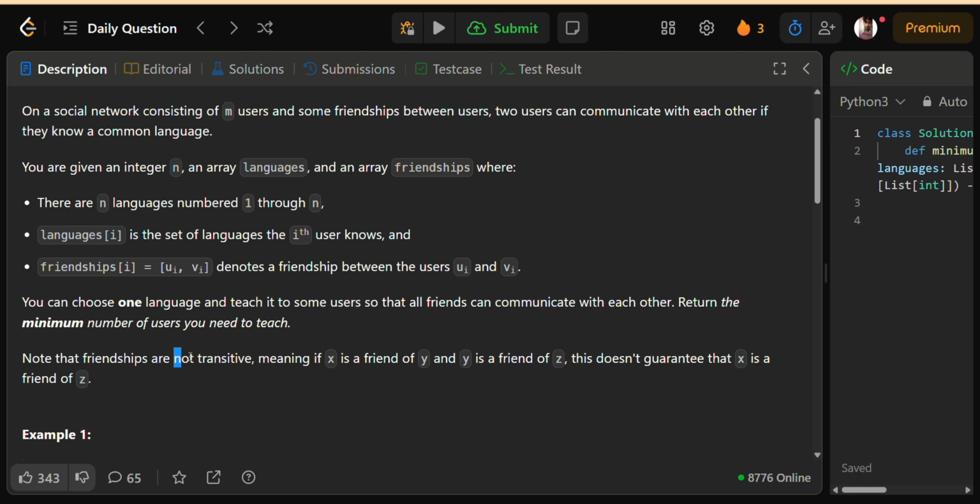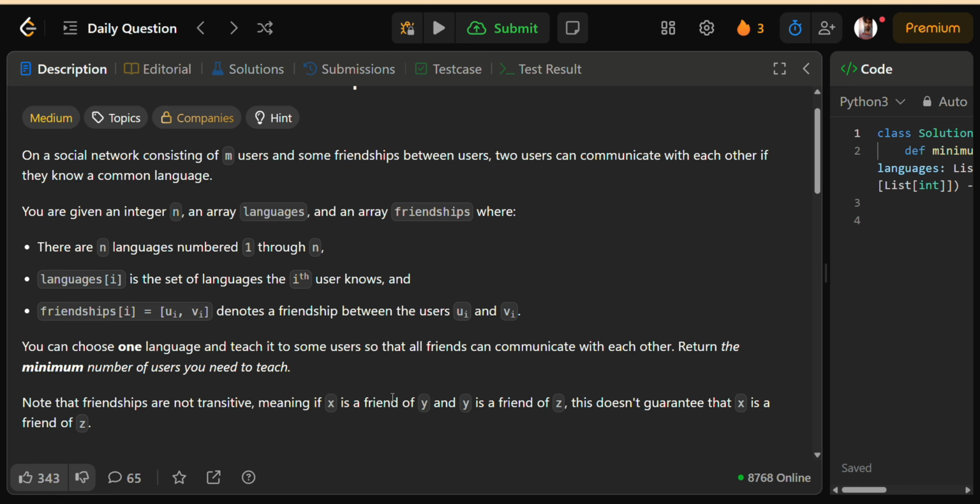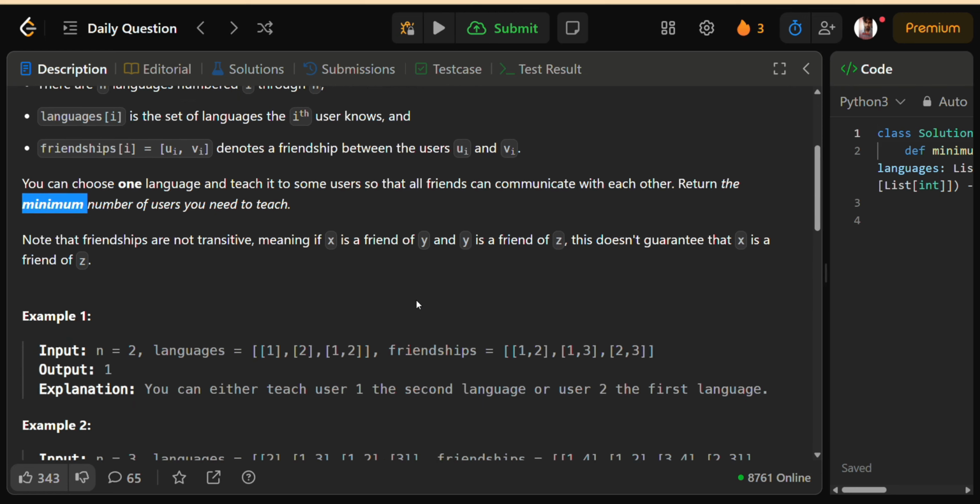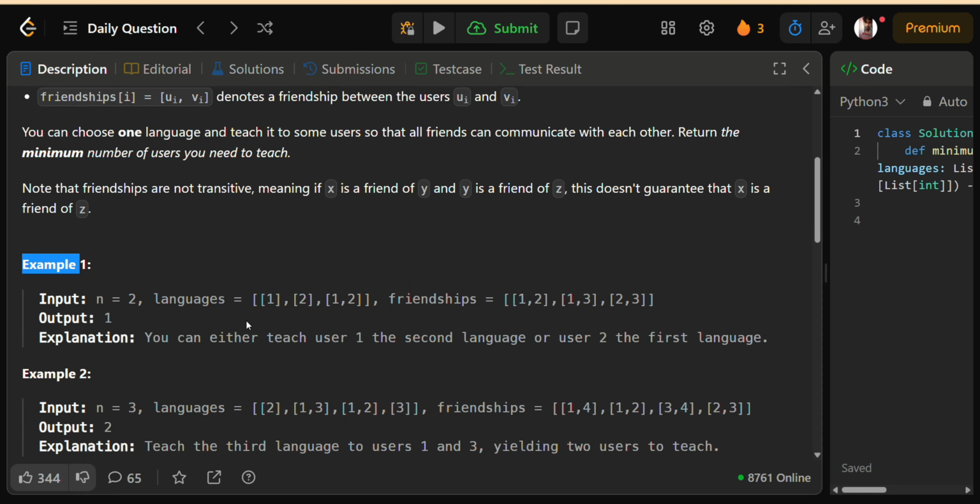It's important to note here that friendships are not transitive. For example, if user A is a friend of user B, and user B is a friend of user C, that does not mean user A and user C are considered friends. Each friendship is only between the two directly mentioned users. So, in simpler words, we need to fix the communication gaps by teaching one language to the smallest number of people possible. Let's walk through an example to make it more concrete.